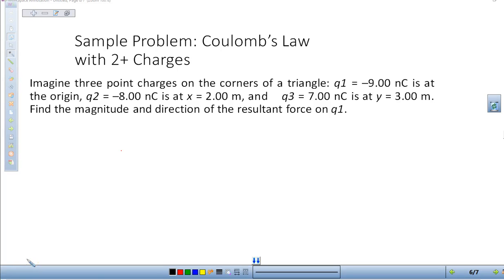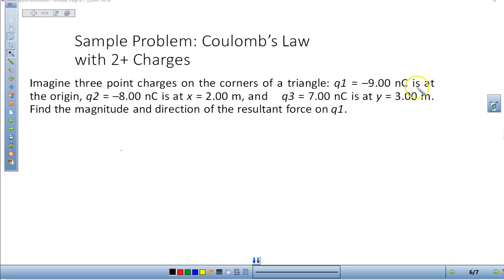Hi everyone. This is another Coulomb's Law example. This is a triangle, and let's see how this goes. We're going to find our force on Q1. So let's see how it's arranged here. Imagine 3 points on the corners of a triangle.